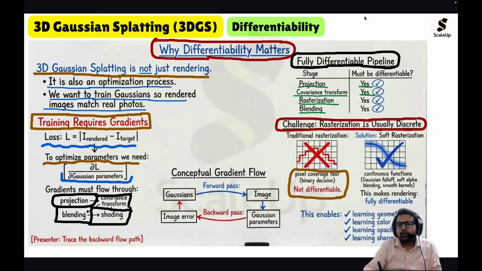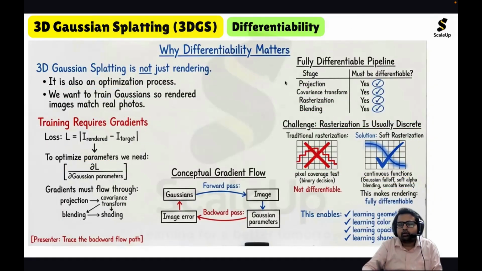So we will be doing something called smooth or soft rasterization. In soft rasterization, we'll get continuous functions: Gaussian falloff, soft alpha blending, smooth kernels. Soft rasterization makes the rasterization smooth and hence differentiable. And this makes rendering fully differentiable.